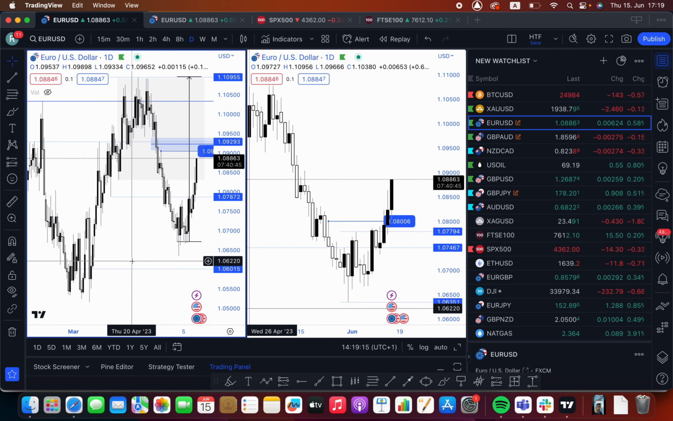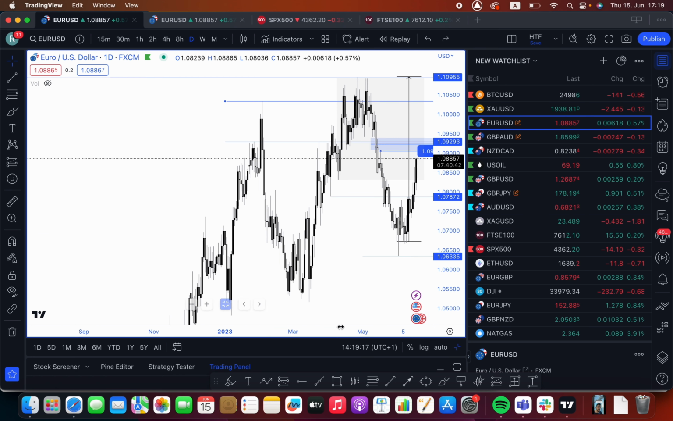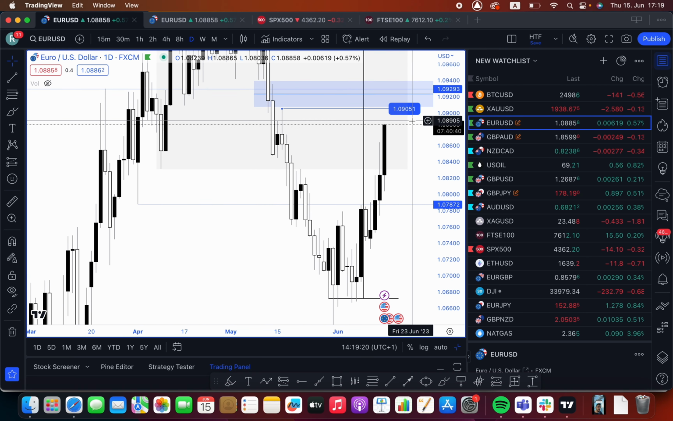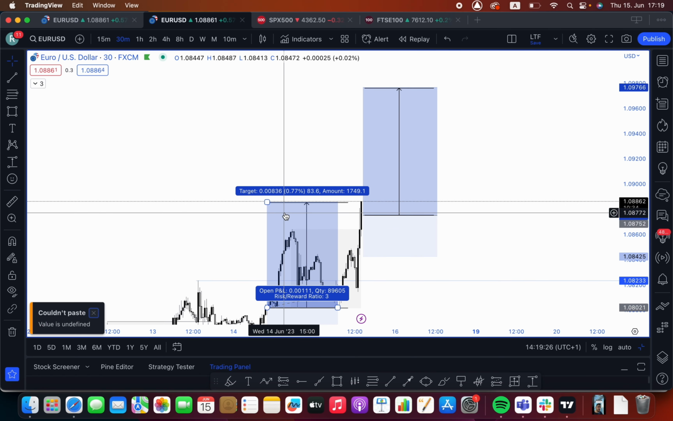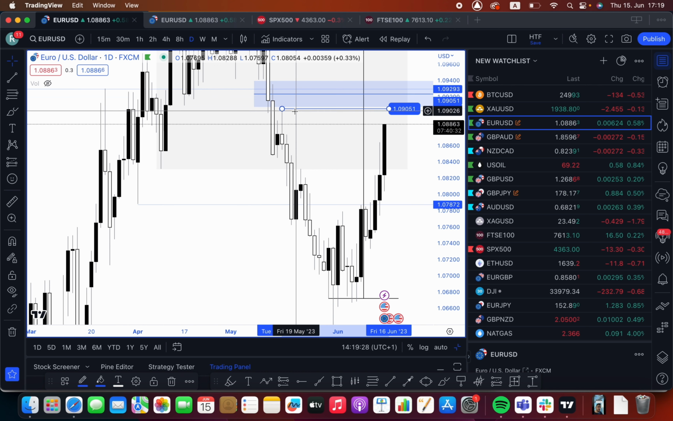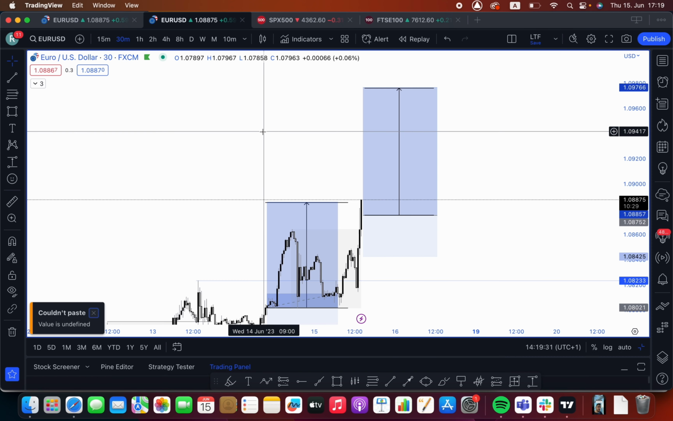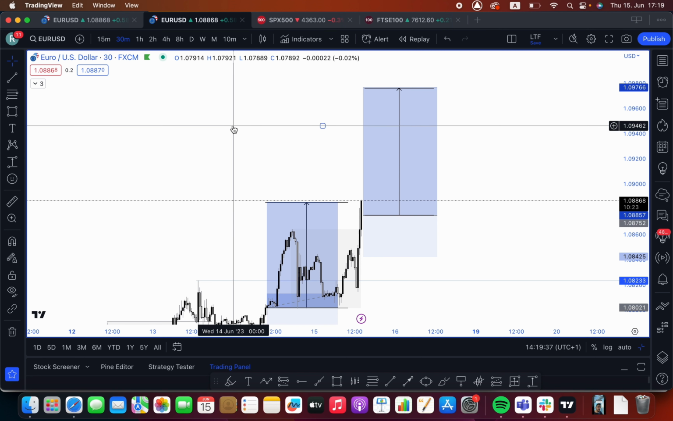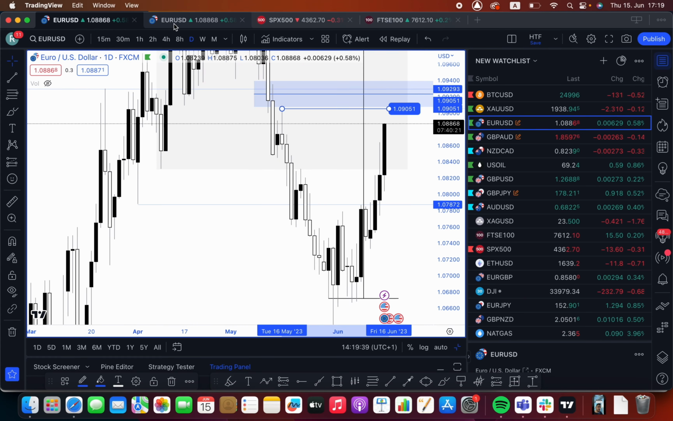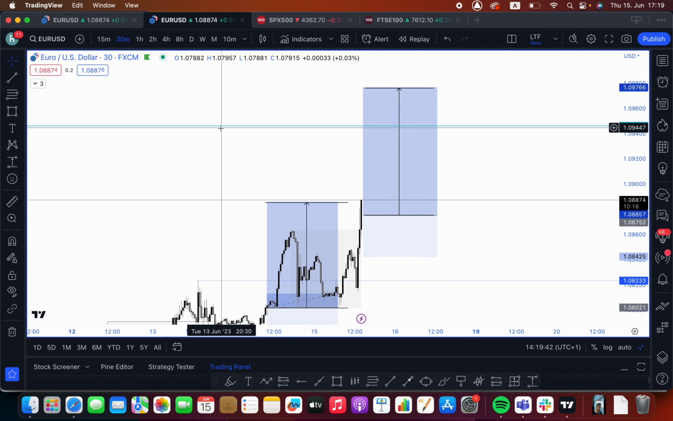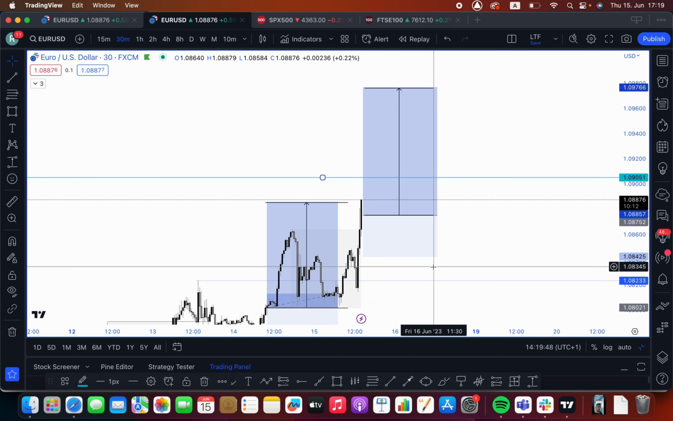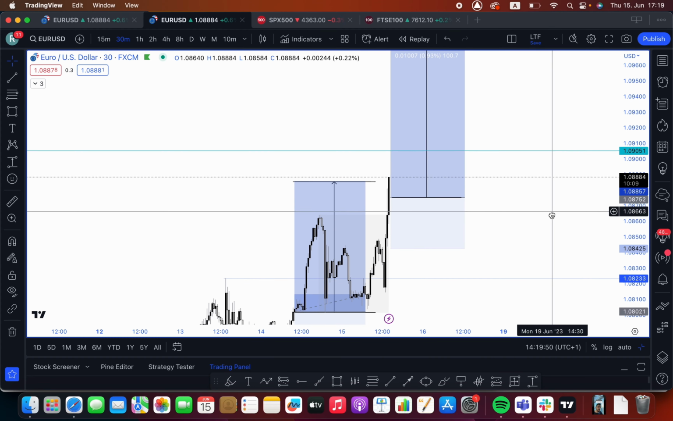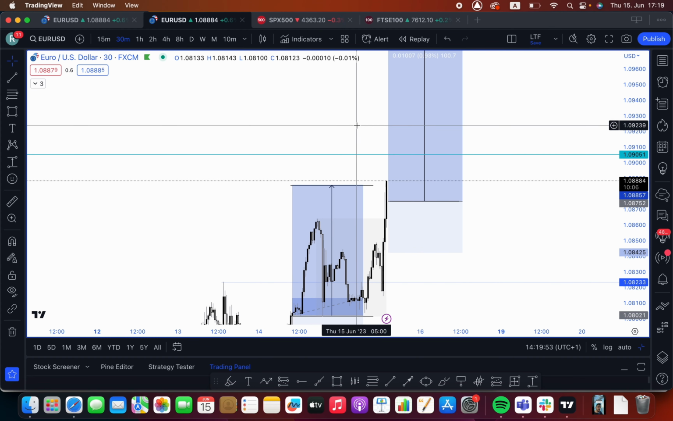Now I'm going to be really careful around this area right here, just above the 1.09051. So I'm going to copy this, bring it here, paste it. Couldn't paste for some reason, so I'm just going to mark it 1.095. So right there, 1.09051. So right here, I'm going to be careful after this is broken through to the upside.